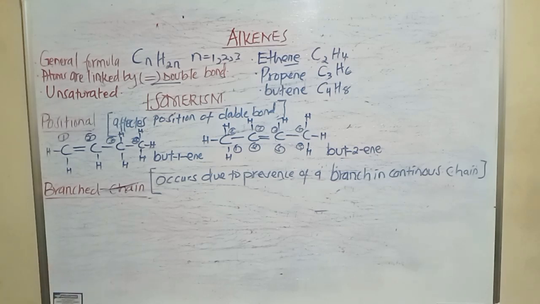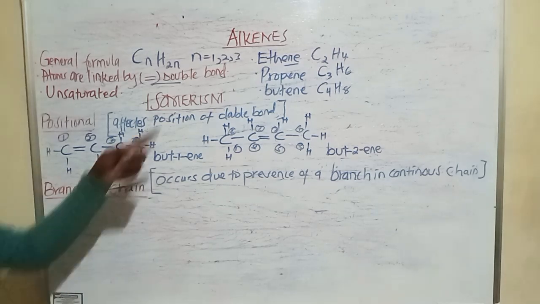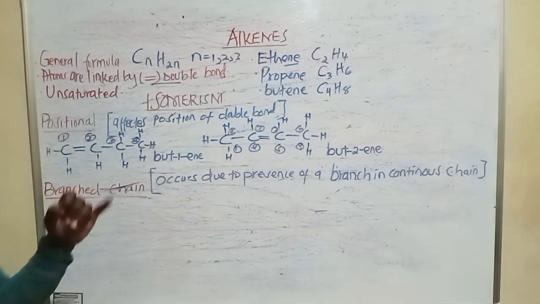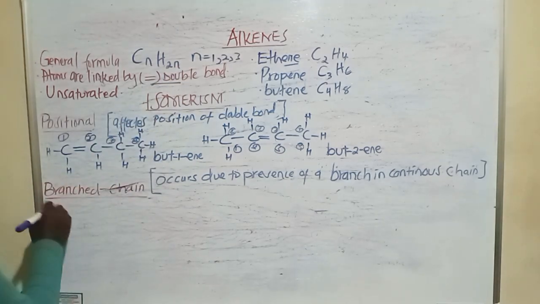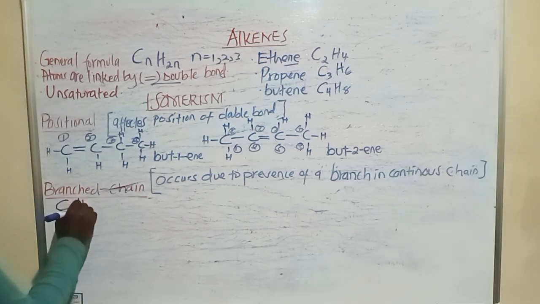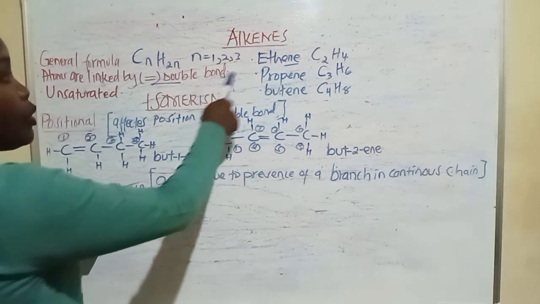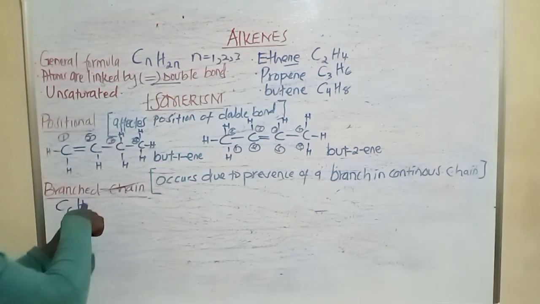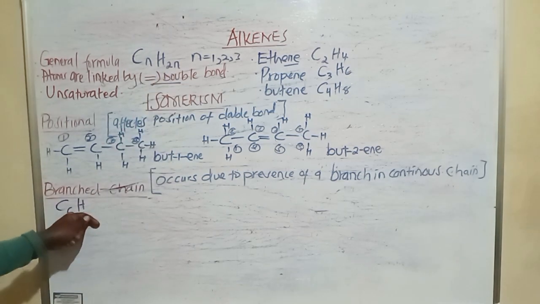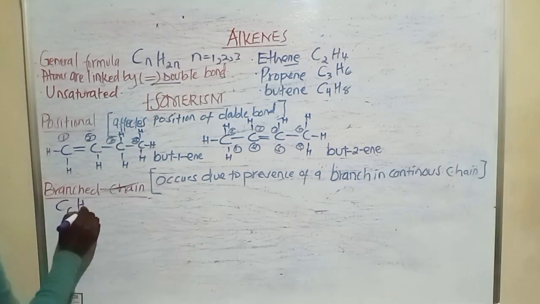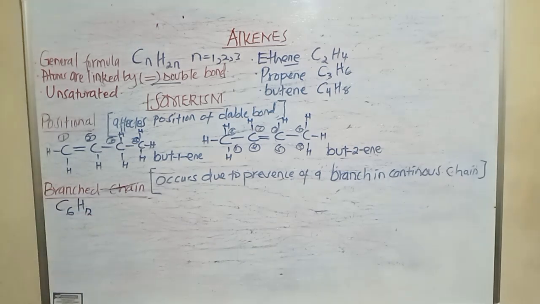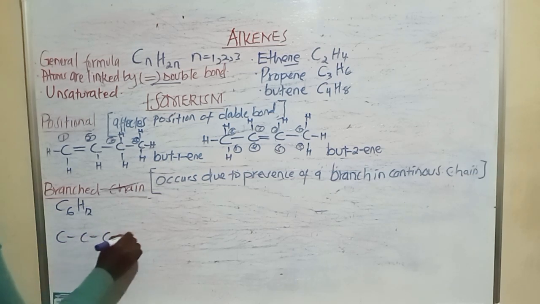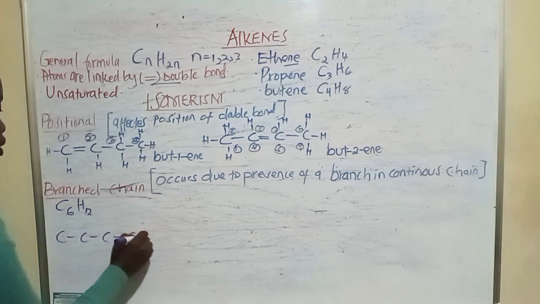Now we are going to talk about an example, which is hexene. So hexene is an alkene with 6 carbon atoms. So we are going to write it as C6. How many hydrogen atoms are we going to have if we use this formula? It's going to be 6 times 2, which is going to give us 12. Okay, so let us draw the formula of our hexene. We're going to have 6 carbon atoms: 1, 2, 3, 4, 5, 6.